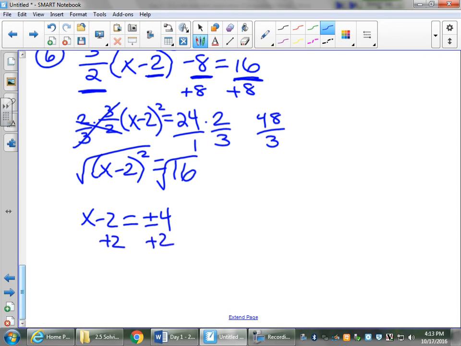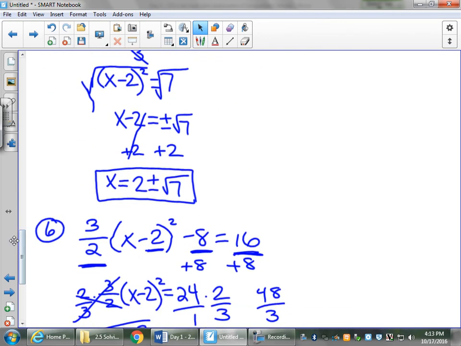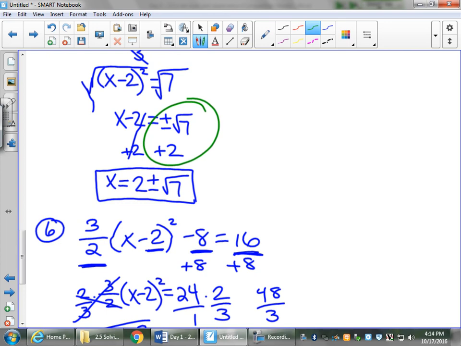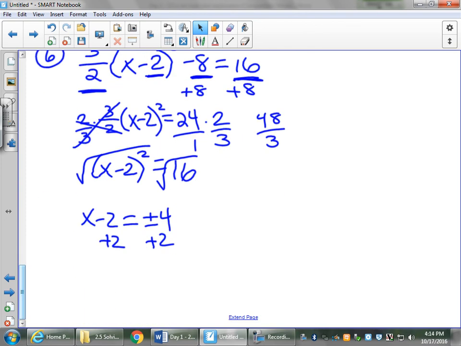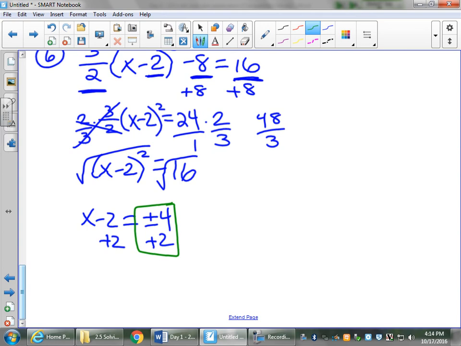In the last example, if you look up real quick at your notes, I could not combine the 2 with the radical 7 because 7 was underneath the radical. So I kept them separate. Unlike in this example, I can combine these because the 4 is not under a radical.